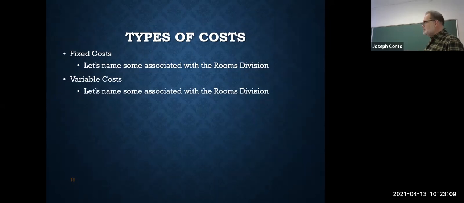Then there are variable costs. Our housekeeping payroll is obviously variable, right? Our front desk payroll to a degree is variable. The amount we spend on cleaning supplies and laundry detergent is variable. It goes up and down based on the volume of business we have.